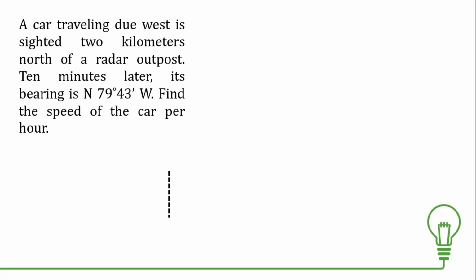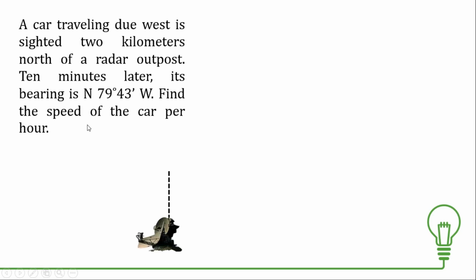Okay, let us have this problem. A car traveling due west is sighted 2 kilometers north of a radar outpost. 10 minutes later, its bearing is north 79 degrees 43 minutes west, or we can read this as 79 degrees 43 minutes west of north. Then we are to find the speed of the car per hour.